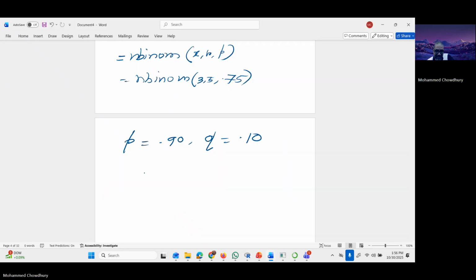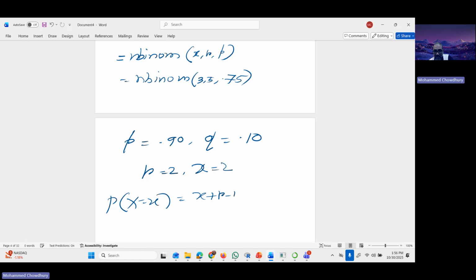So here second time, R equal to 2 and X equal to failure, which is equal to 2. So if I am asked to find this probability manually, the formula is X plus R minus 1 choose R minus 1, P to the power R, Q to the power X. So here, 2 plus 2 minus 1 choose 2 minus 1, 0.90 to the power 2 and 0.10 to the power 2. This is the answer.